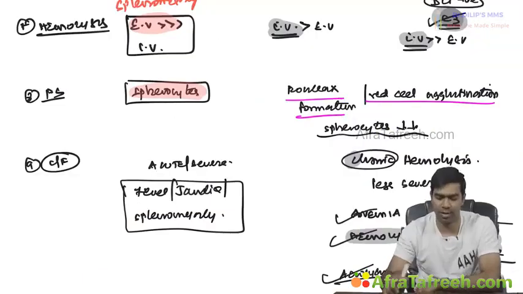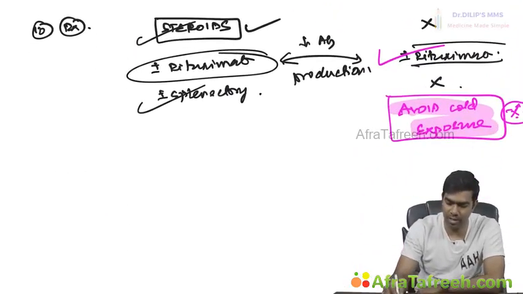Treatment wise, splenomegaly is a feature of warm type only, so that is the reason why steroids, splenectomy and all work for warm types, but not for cold types. Rituximab can be used in both, but the most important treatment for warm is steroids. The most important treatment for cold types is avoiding cold exposure. That's all. So these are the major things that are very, very important.